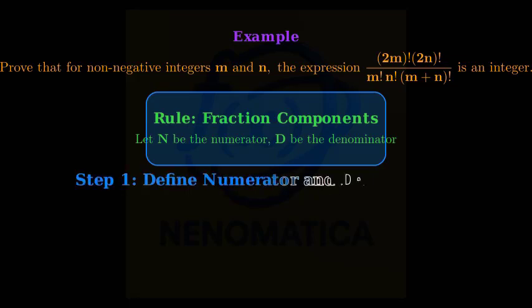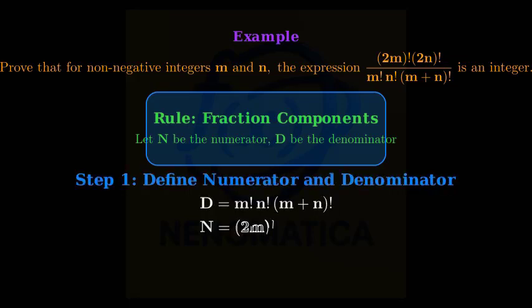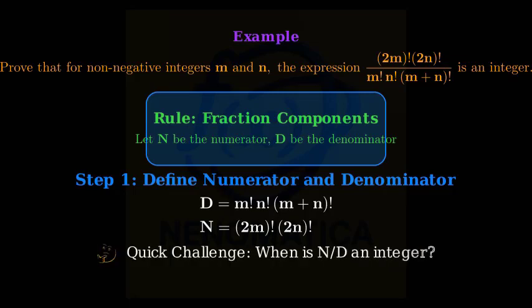Then we write capital D equals m factorial times n factorial times quantity m plus n factorial, and capital N equals quantity 2m factorial times quantity 2n factorial. Quick challenge. What must be true for N divided by D to be an integer?